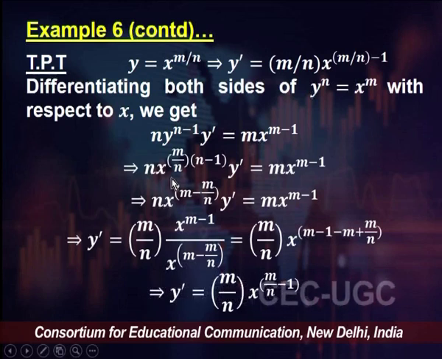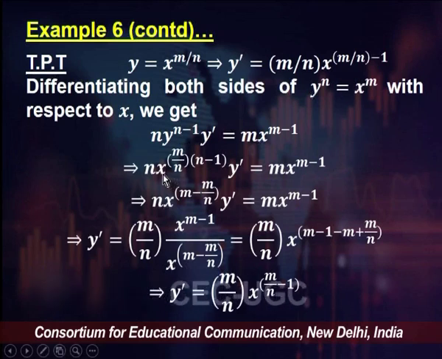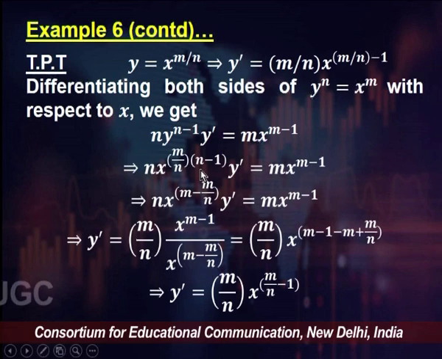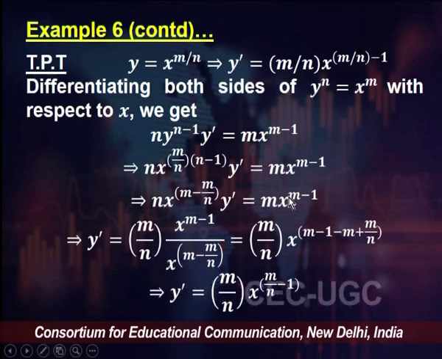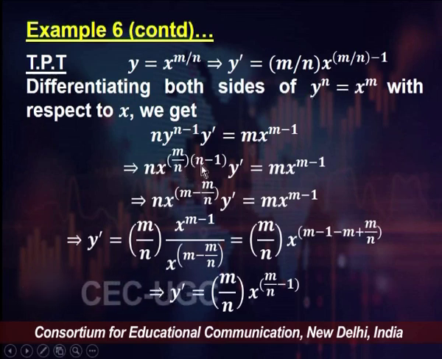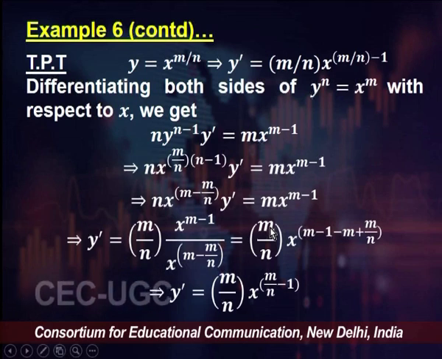Okay, so let's now just simplify things a little bit, because we know that y is equal to x to the power m by n. I can therefore on the left hand side write n times x to the power m by n, the whole thing raised to n minus 1, times dy by dx, is equal to m times x to the power m minus 1. And once I simplify this, because you can see here the n in the m by n will cancel out the n in the first term, I'll get n times x to the power m minus m by n times y prime is equal to m times x to the power m minus 1.